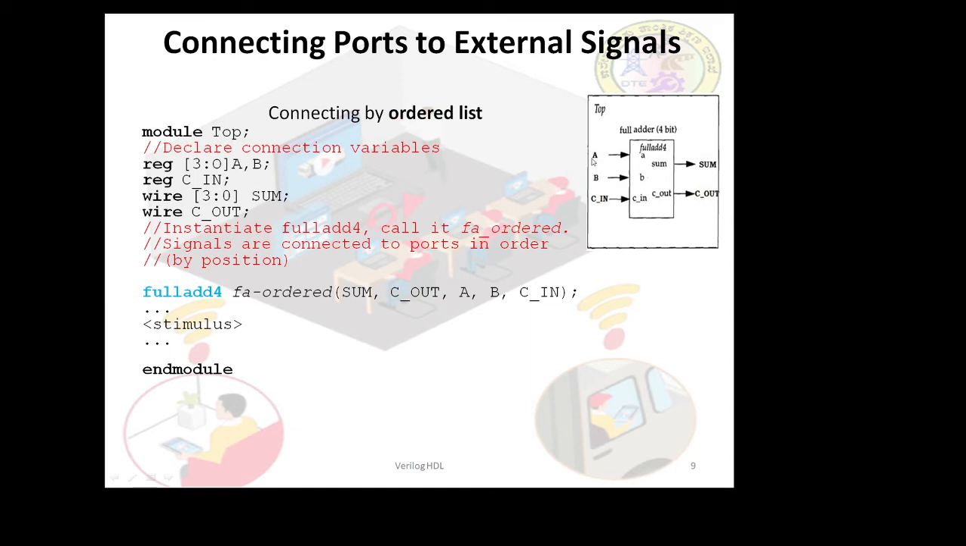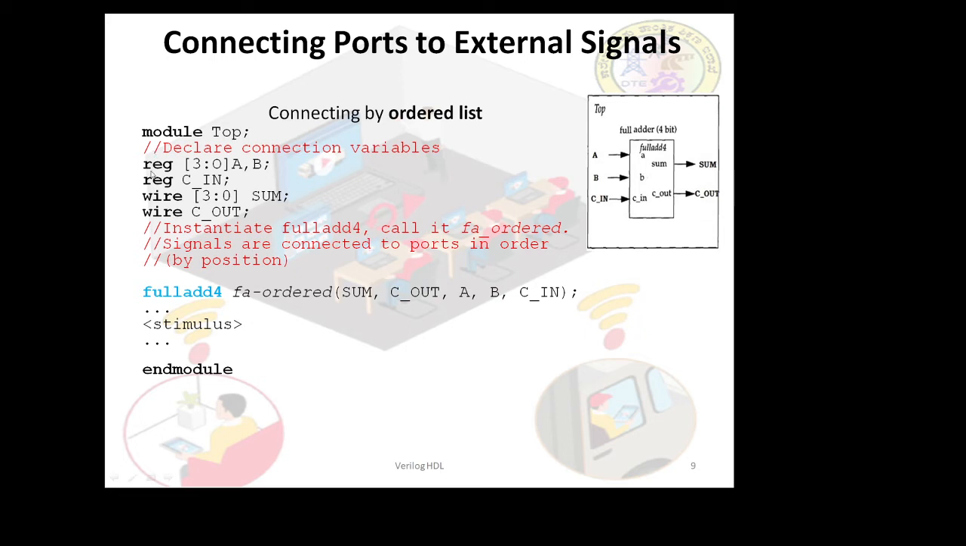So here these have to be declared as registers. A, B, C in are declared as registers, and sum and C out should be declared as wires. That is what the port connection rules say. So it should be placed in the same order.